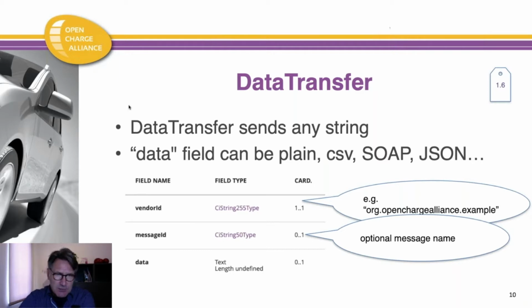If the other side does not recognize the vendor ID or the message ID, then it will return an error message like unknown vendor ID or unknown message ID. So you should be aware of that.